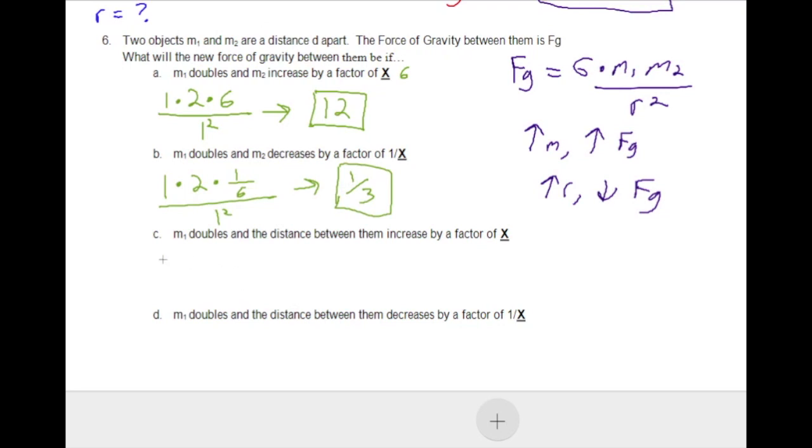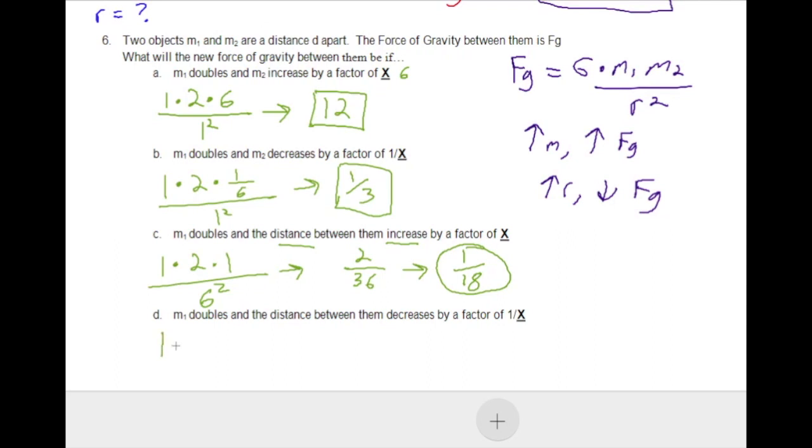Letter C, same thing. M1 doubles, so this is 2. It doesn't say anything about M2, so I'm going to leave that as 1. And then it says the distance between them increases by a factor of 6. So I increase it by 6, but I need to remember that it's squared. So if I continue this, I end up with 2 over 36, meaning that my force of gravity now is 1/18 as big, which makes sense, right? I'm increasing my distance, and since my distance is increasing, I would expect the force of gravity to get smaller. As distance increases, attraction decreases.